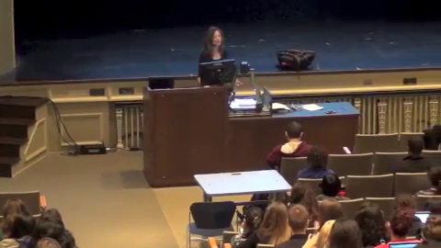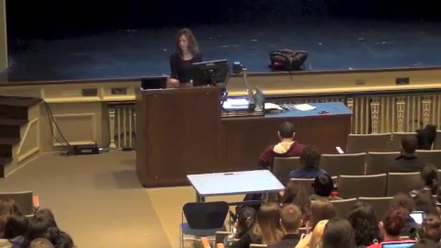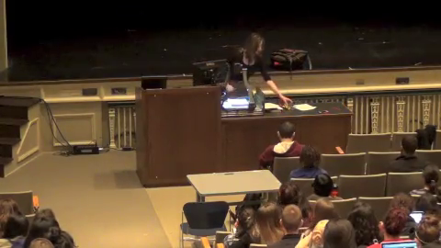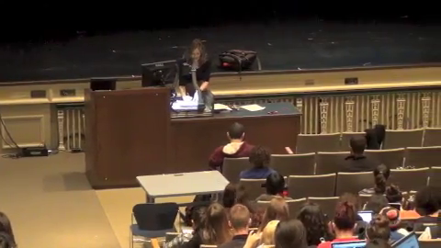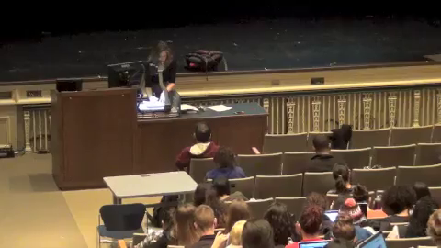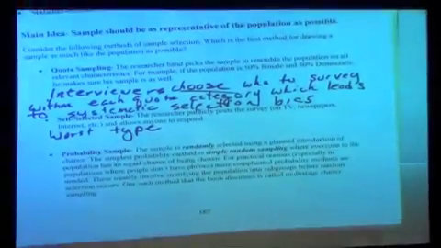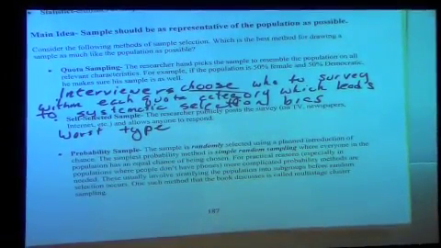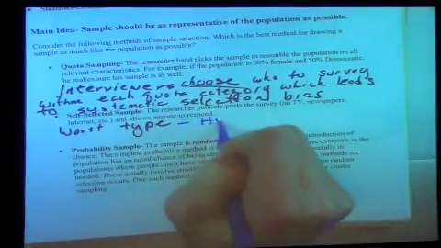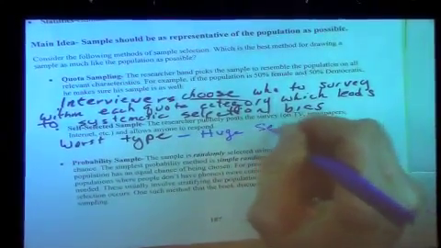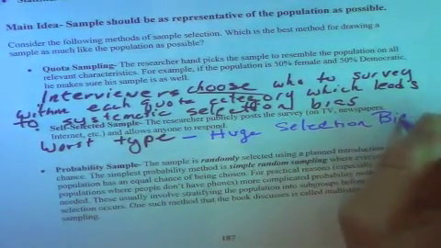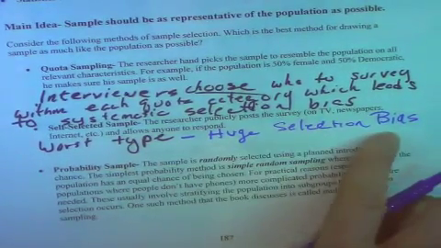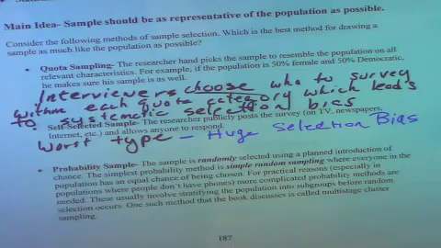But that's because this is a random poll. So let's go back to the doc camera and fill this in. This self-selected sample, as you figured out, is the worst type. Terrible. Why is it so bad? Because it has a huge, huge selection bias. We saw that.